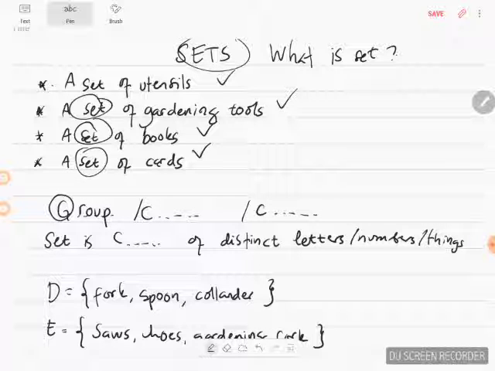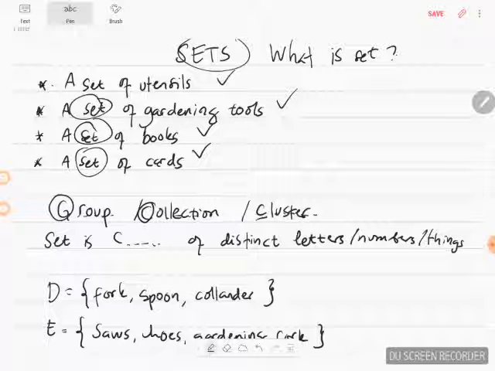The next one, if they are asking you to take a set of gardening tools, what does the word set mean here? When they are asking you to take a set of books, or to buy a set of books, what does the word set mean there? When they are asking you to take a set of cards, what does the word set mean there? Okay? Now, you can pause the video and think about it and then come back with an answer later.